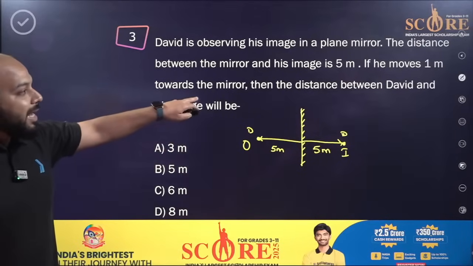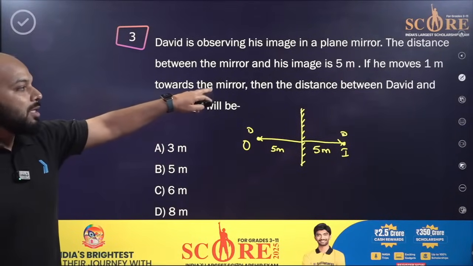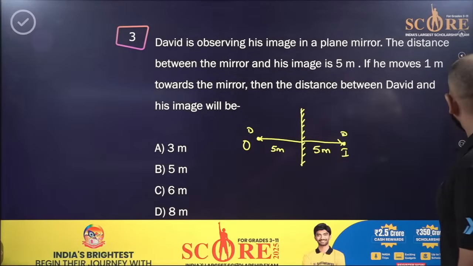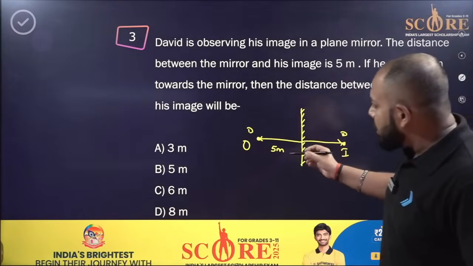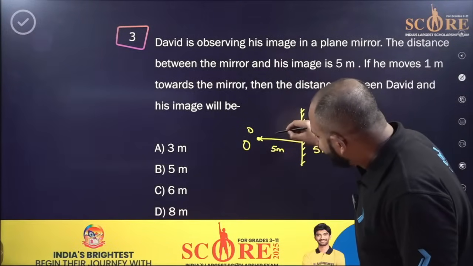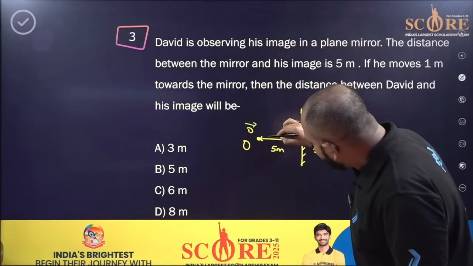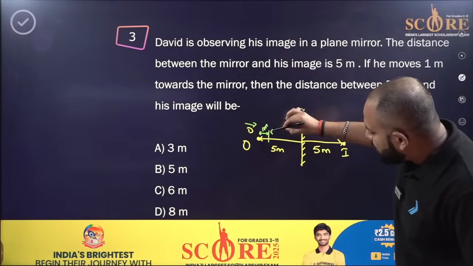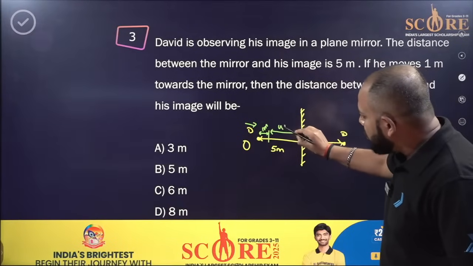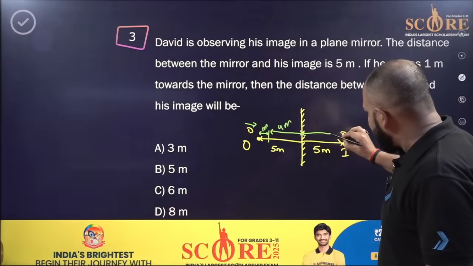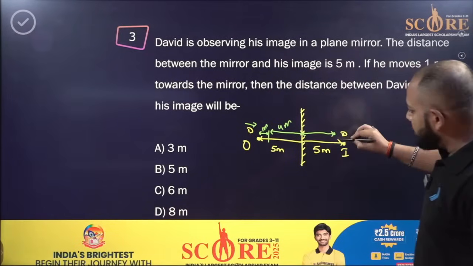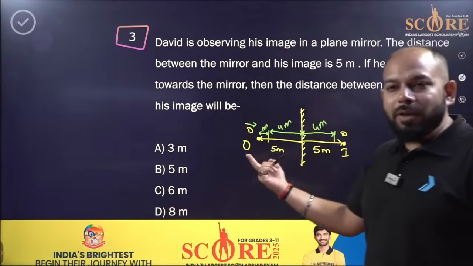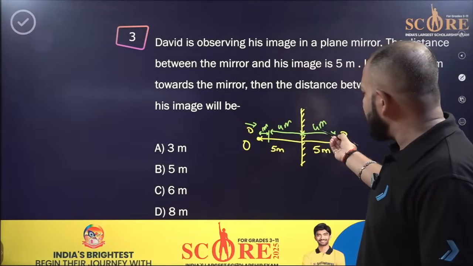Okay, got it. Then if he moves 1 meter towards the mirror, what will be the distance between David and his image? Let's take this color for it. Now he has moved towards the mirror, this side only. Suppose this is the 1 meter he has moved. The remaining length is 4 meters. Similarly, the new image of David will be formed at 4 meters. So what is the distance between both of them now? Obviously 4 and 4, that is the total distance.